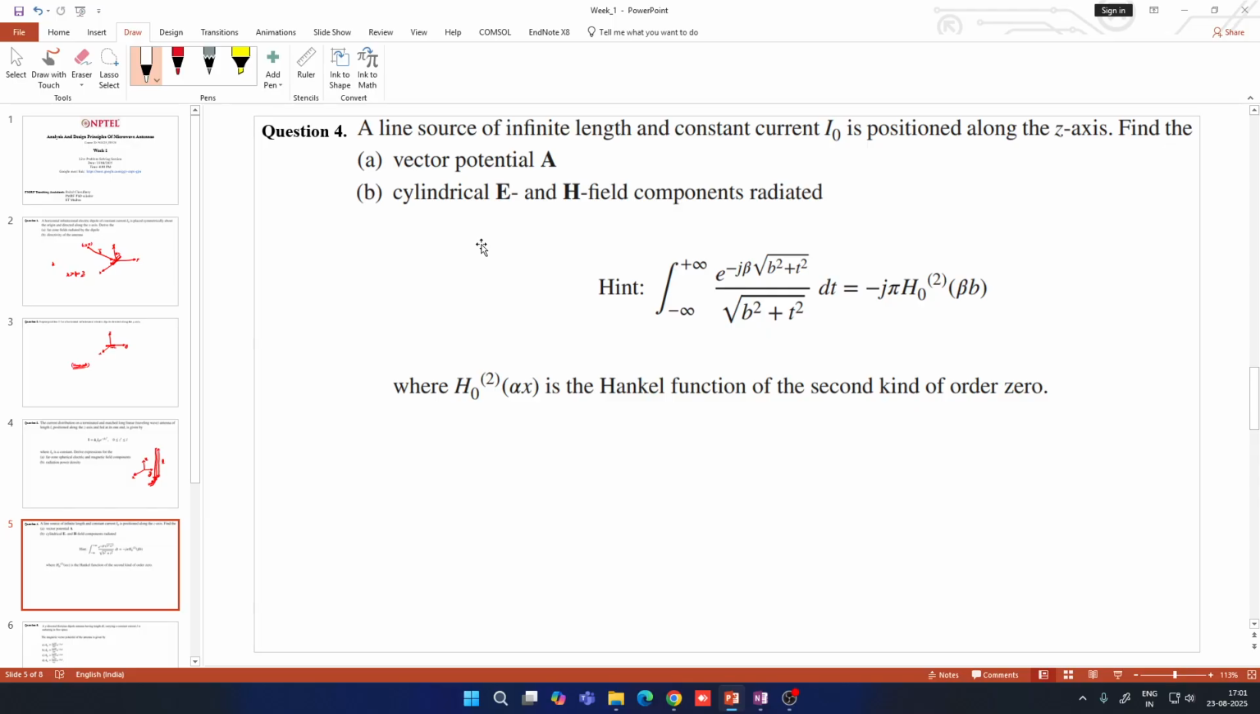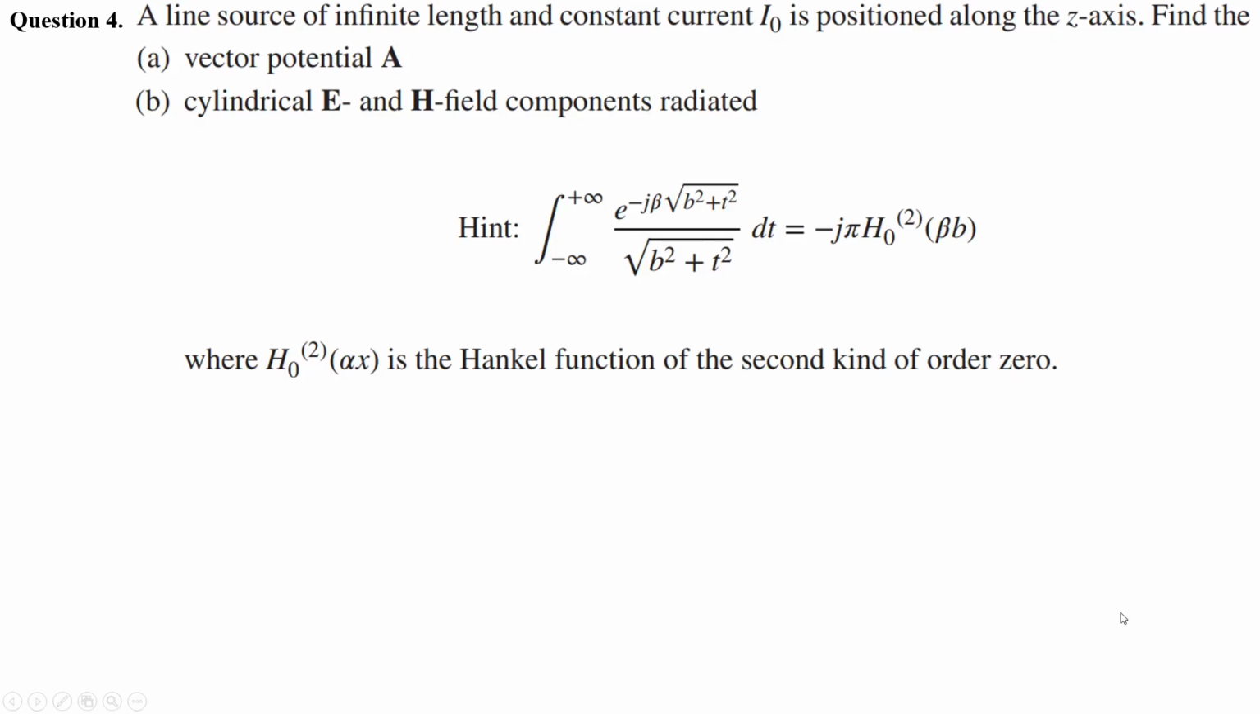And question 4: a line source of infinite length and constant current I naught is positioned along the z axis. We have to find the vector potential for this and the E and H field components radiated. So this question is also similar to the third question. Here the length of that wire is infinite. So it's an infinite length wire, fed from one end, oriented along the z axis. Now we have to find the vector potential A in part A, and in part B we have to find the radiated field components E and H.